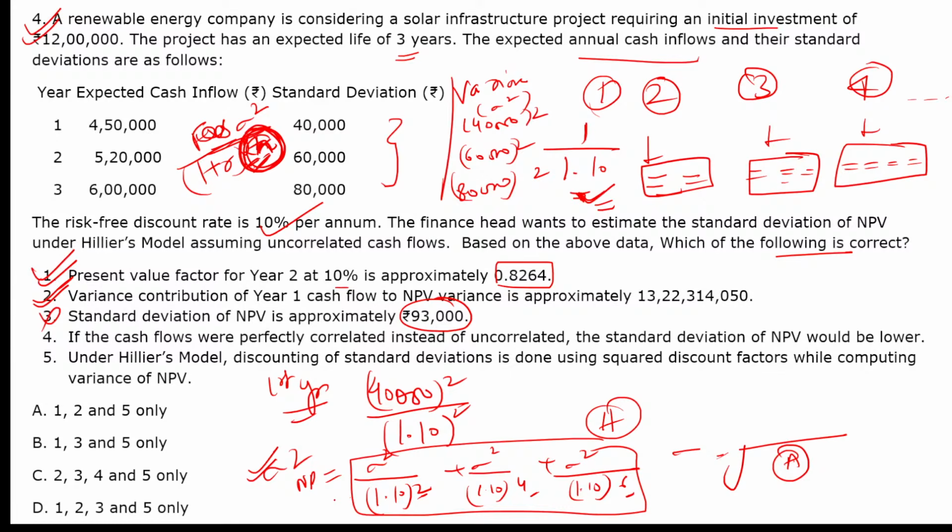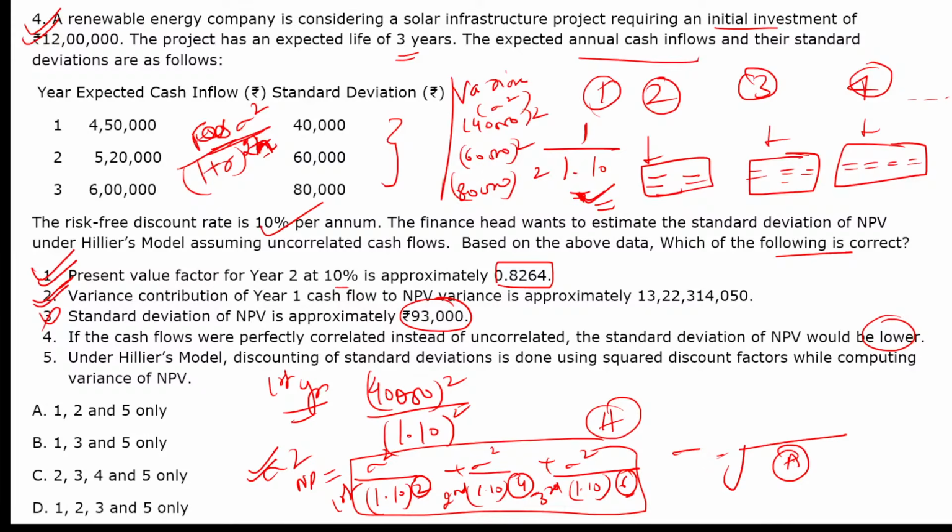First year, second year, and third year. That is why 2, 4, and 6. Always remember this for Hiller's model. For Hiller's model, it is 2n, always, always remember that. Okay. Now, next. If the cash flows were perfectly correlated instead of uncorrelated, the standard deviation would be lower. Do you think this is correct? This is also incorrect.